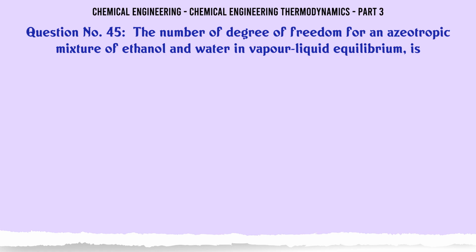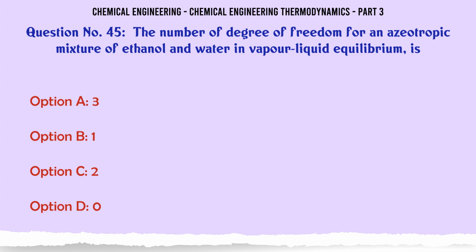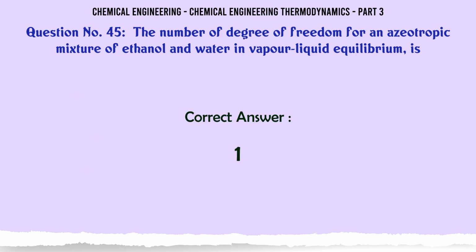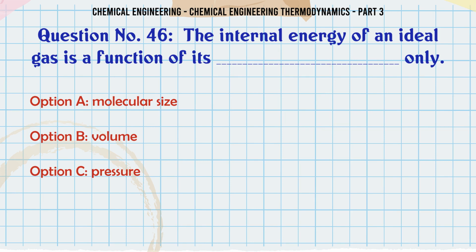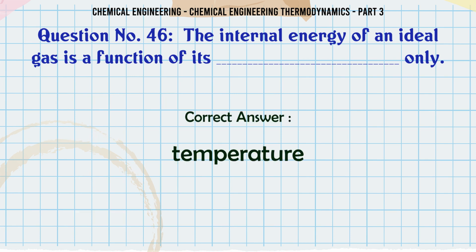The number of degrees of freedom for an azeotropic mixture of ethanol and water in vapour-liquid equilibrium is A. 3, B. 1, C. 2, D. 0. The correct answer is 1. The internal energy of an ideal gas is a function of its only A. molecular size, B. volume, C. pressure, D. temperature. The correct answer is temperature.